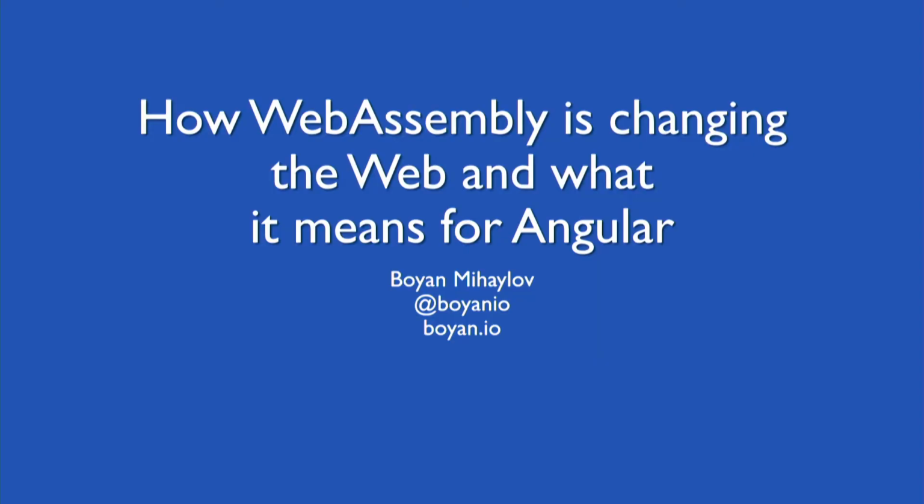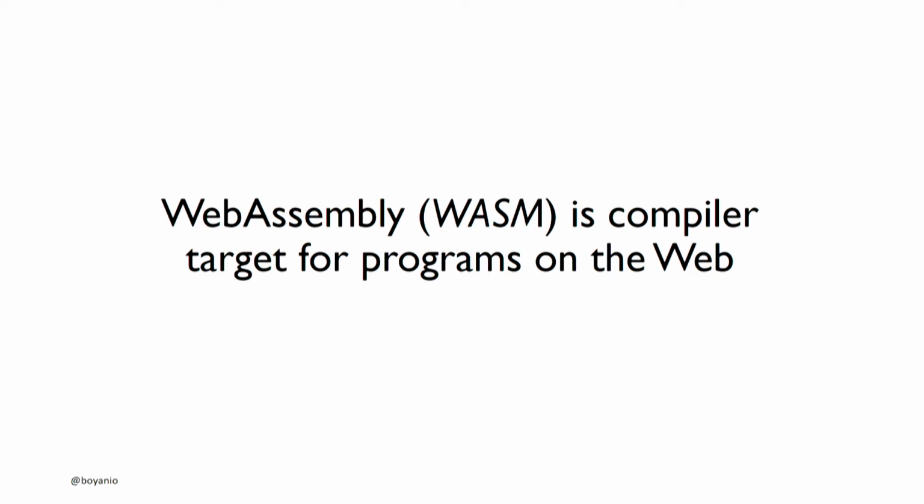Well, that's great, because today I'm going to show you a bit more about what WebAssembly is and how it is related to what we already have on the web out there. WebAssembly is a compiler target for programs on the web. It allows us to compile from languages like C, C++, or other statically typed languages and run this in the browser. Its performance is very close to native, so it is very crucial to situations where we really need good performance in the browser.